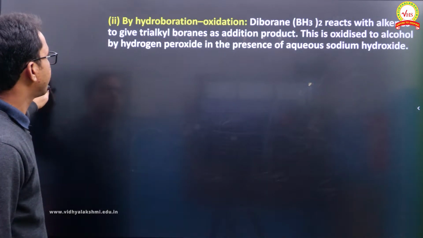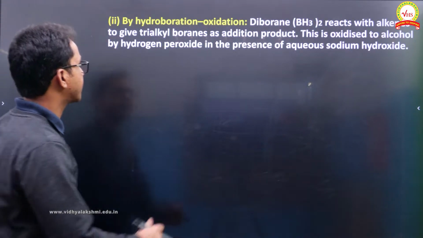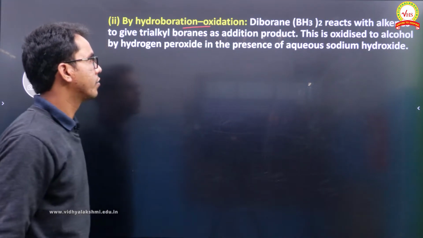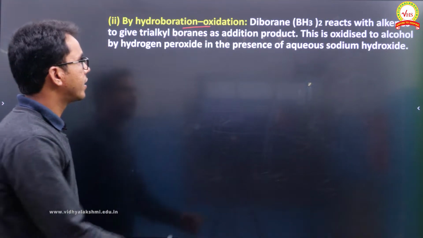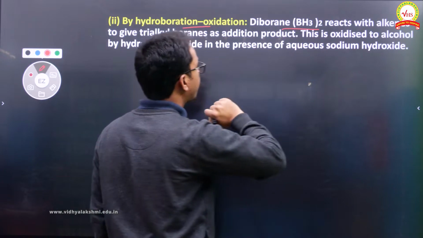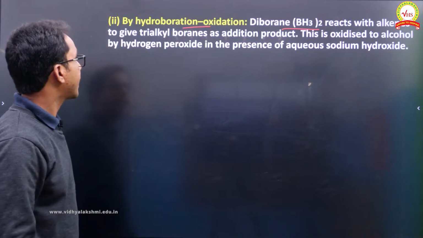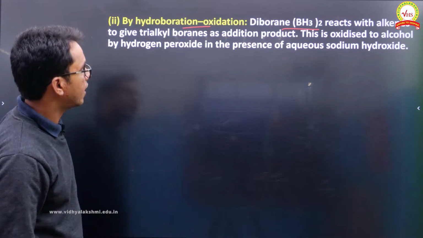The next one is hydroboration oxidation. Now, diborane reacts with what? Alkenes, to give trialkyl boranes as the addition product.